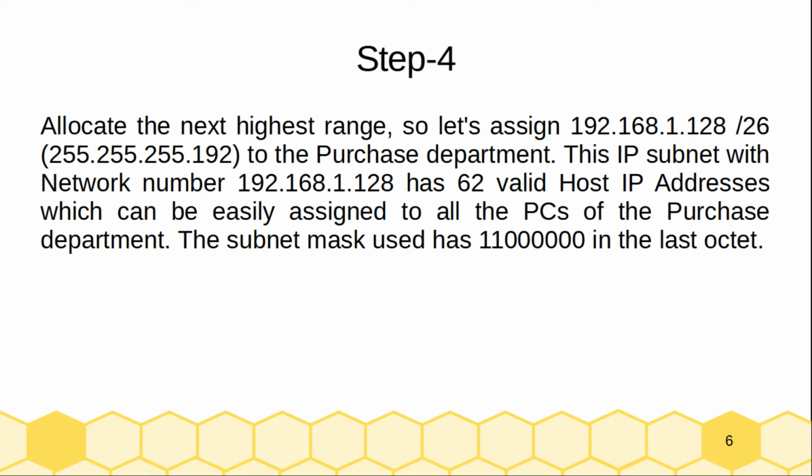And as in the steps, allocate the next highest range. So let's assign 192.168.1.128/26 with subnet mask 255.255.255.192 to the purchase department. This IP subnet with network number 192.168.1.128 has 62 valid host IP addresses, which can be easily assigned to all PCs of the purchase department. In the subnet mask, as we move from left to right, the first and second bits will be 1 and the remaining 6 bits will be 0 in the last octet.